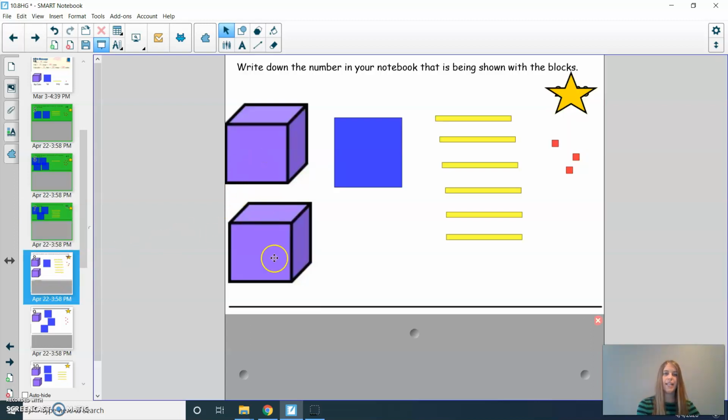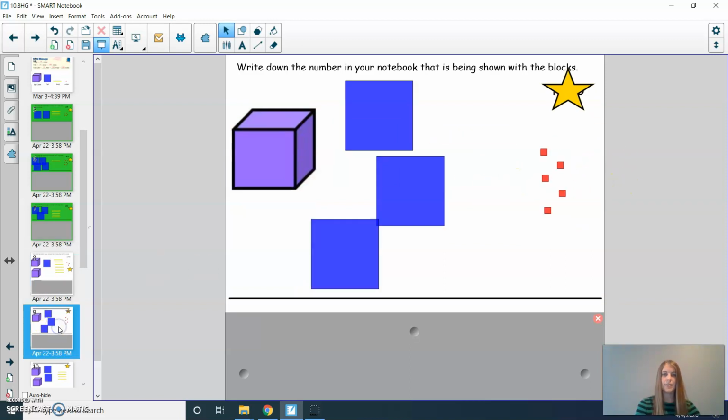This time I added in the big cube. So I have 2 big cubes, a flat. Looks like I have 6 longs and 3 cubes. Write down how much you see. If you said 2,163, you are correct.